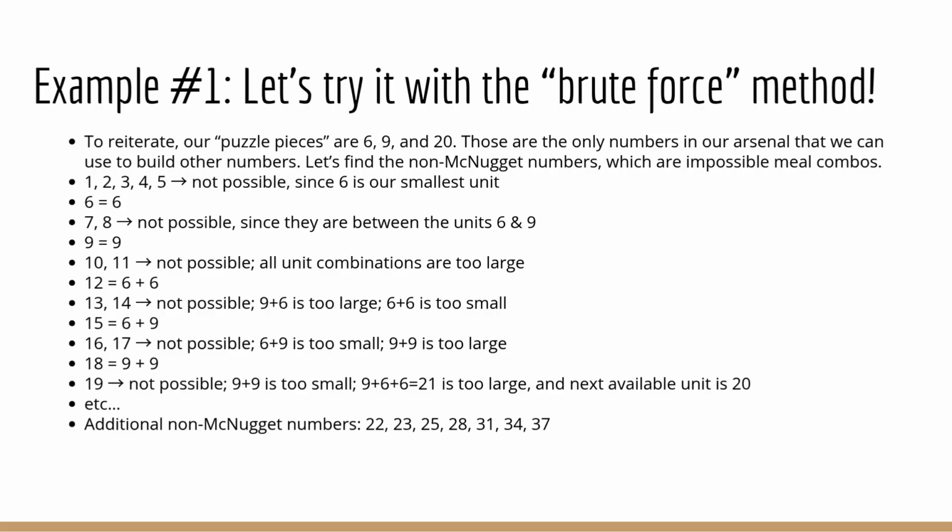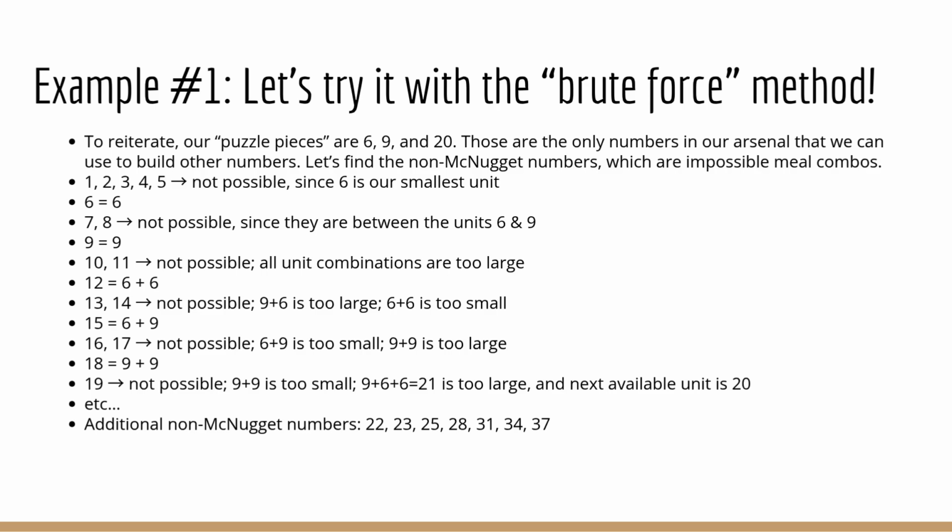So first, 1 through 5 is not possible because 6 is the smallest box that we can use. 6 of course works because that's one of our units that we already have. 7 and 8 don't work because they fall between 6 and 9, and we don't have small enough units to fill the gap. 9 works because it's one of our existing units again. 10 and 11 don't work because 6 is too small, 9 is too small, but if you combine them, or any combination of those two units, then you get a number that's too large.